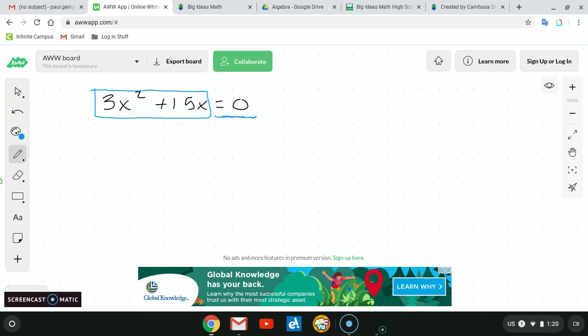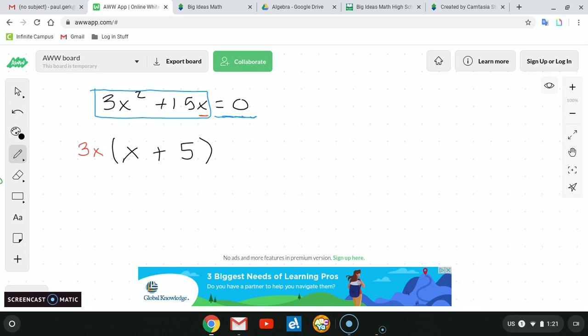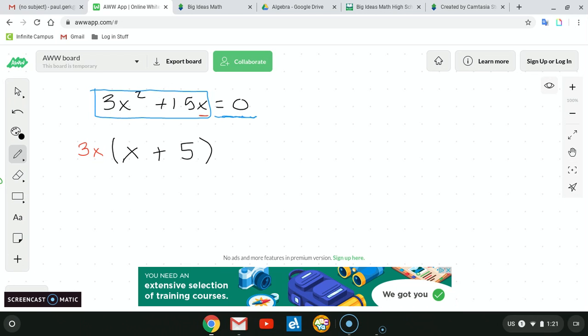All right, so the GCF of the 3 and the 15 is a 3. X squared and x, which one's smaller? The x is smaller, so 3x is our GCF of this binomial. Go parentheses. Now, 3x times what equals 3x squared? So that needs to be an x there. Plus 3x times what equals 15x? 3x times 5 equals 15x. So we've got 3x times x plus 5, factored out.